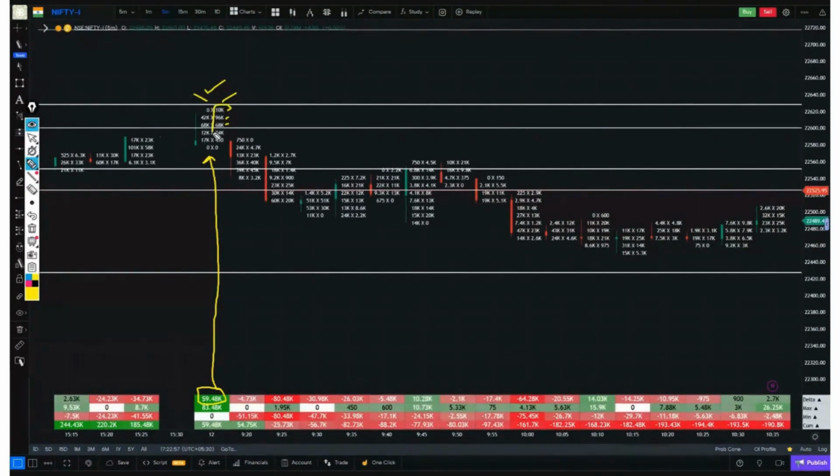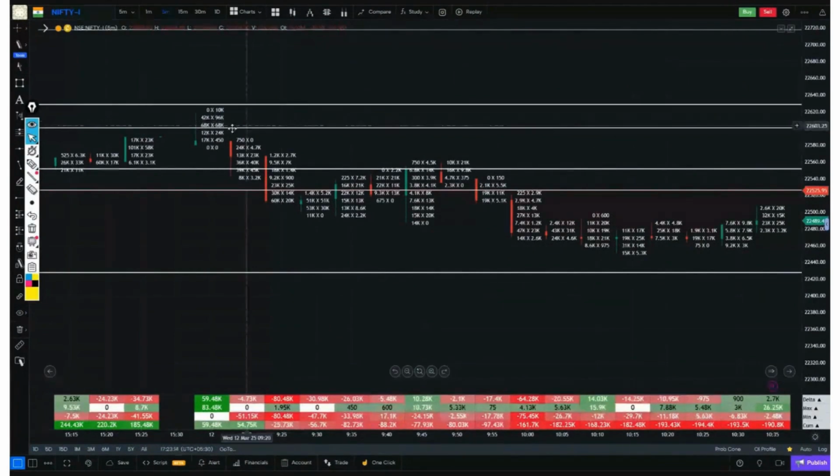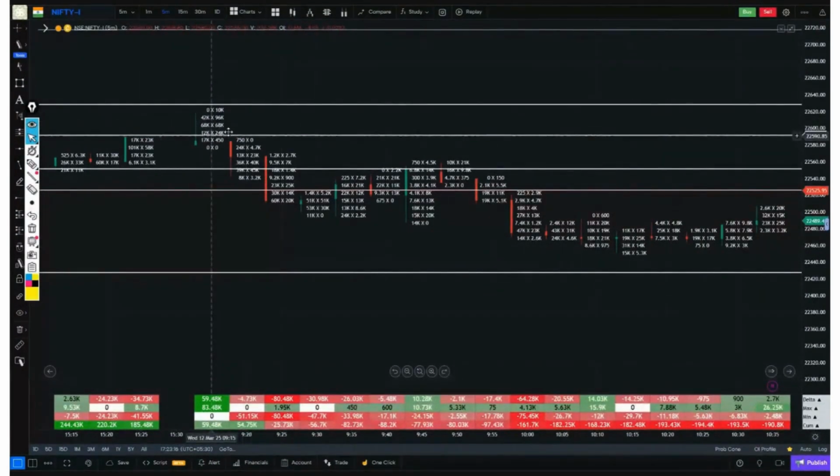Now let's look at that particular point, where the buying activity was the highest. Where was the most buying on the buying side? This is the place where the most buying happened, exactly above the resistance, at the same level above the resistance.